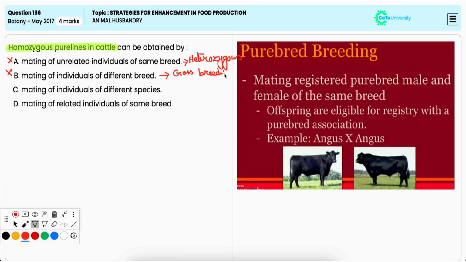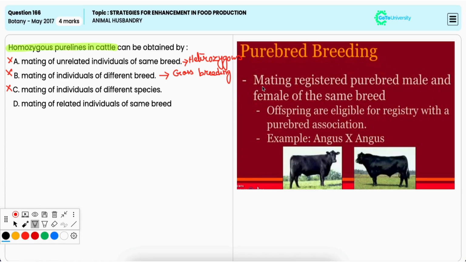Option C, mating of individuals of different species. Now, this is also incorrect because mating individuals of different species results in sterile offspring. For example, mule. Option D, mating of related individuals of same breed.